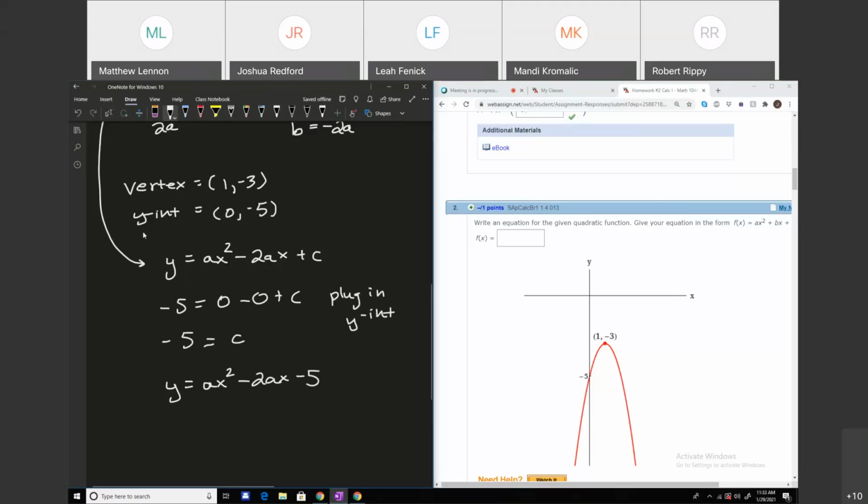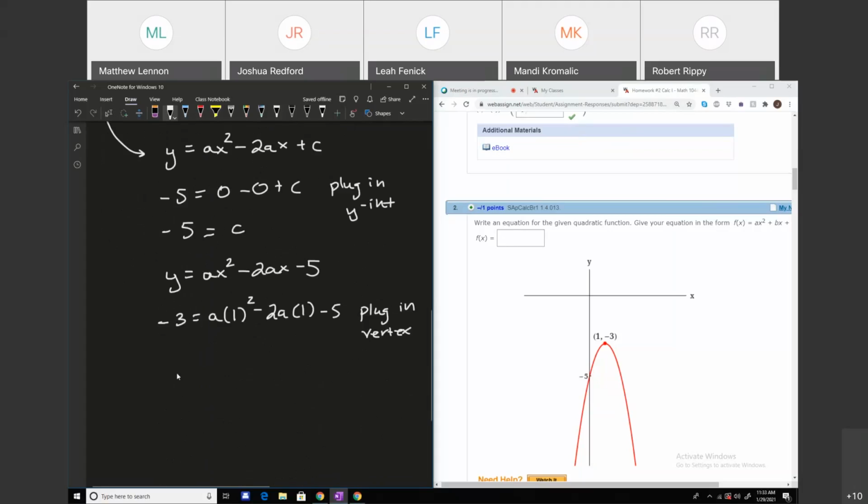So now we're going to take this equation and plug in the vertex. So we'll have -3 is equal to a times 1 squared minus 2a times 1 minus 5. So plug in vertex. So then we have -3 is a minus 2a minus 5. So we can add 5 to both sides. So we have 2. And then a minus 2a is minus a. So -2 is equal to a.